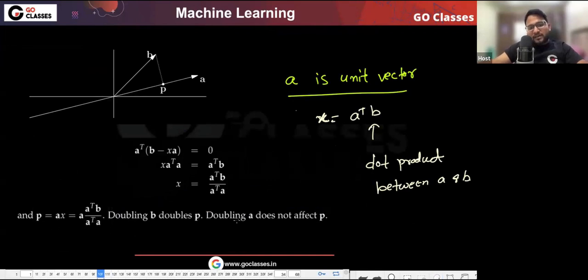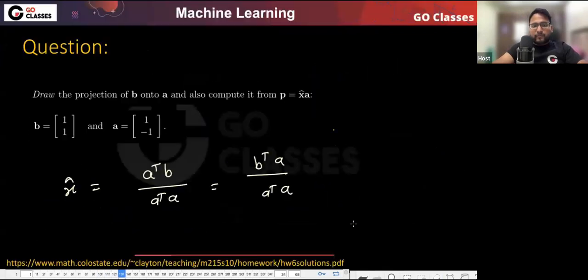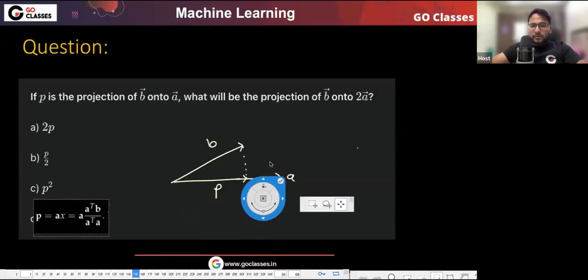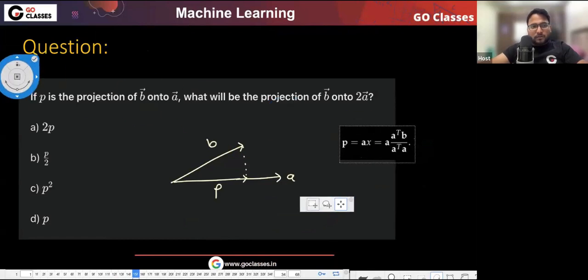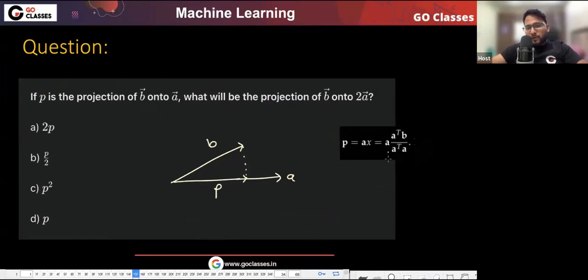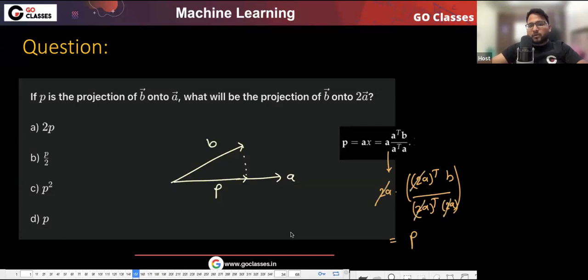Also, you can see here that doubling A does not affect P. Instead of A, if you put 2A, then it will be 2A into 2A transpose B upon 2A transpose 2A. So it will be just P, because this 2 will get cancelled out. All of these twos will get cancelled out.